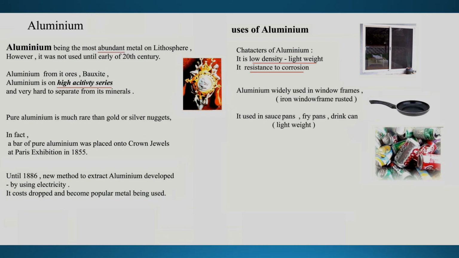Aluminium has a lot of uses, like window frames, cooking pans, and even your drinking cans. They are all made of aluminium. They have the advantage of lightness.